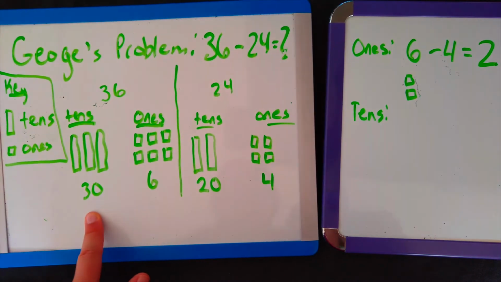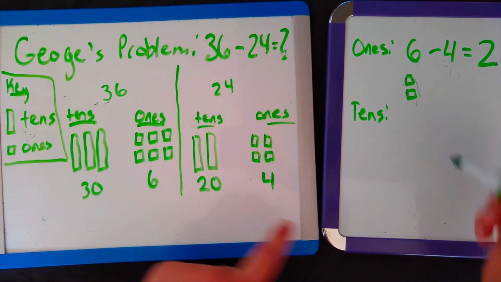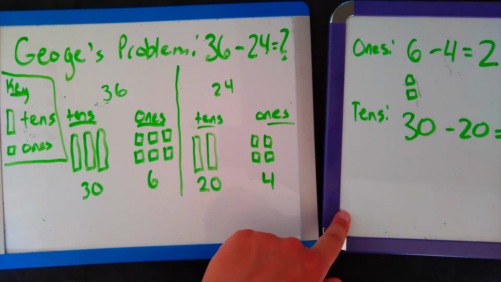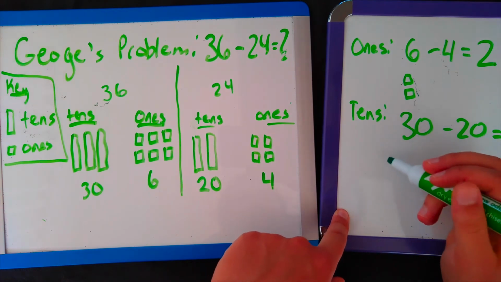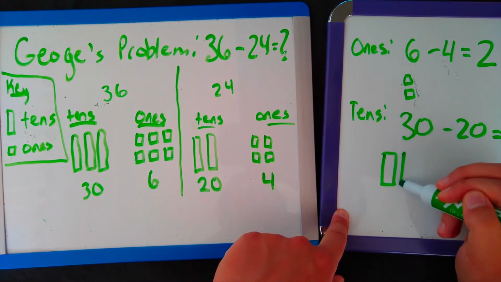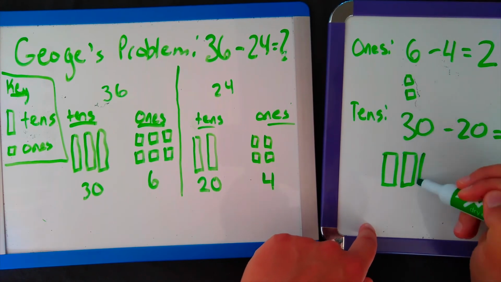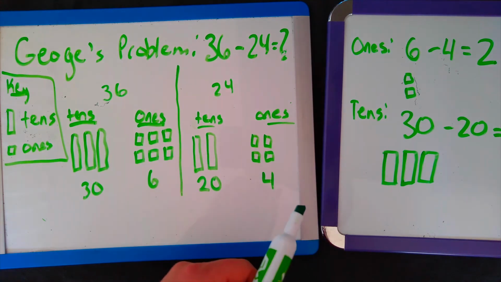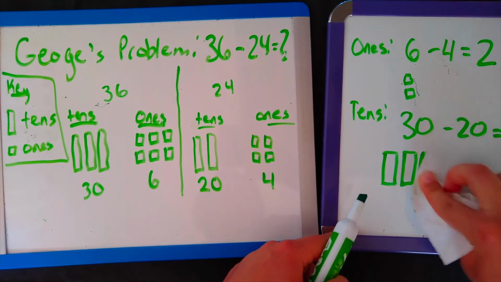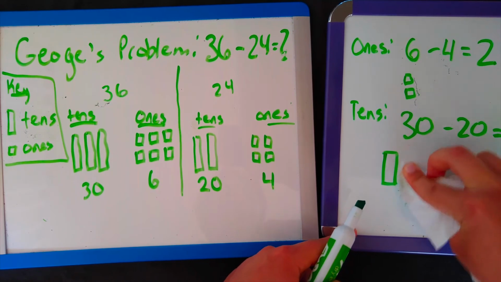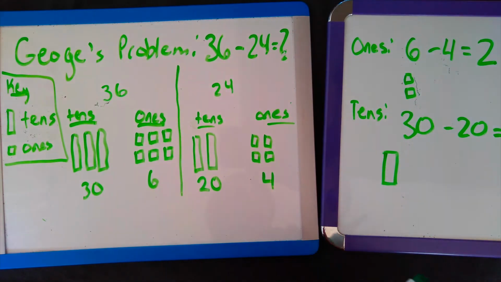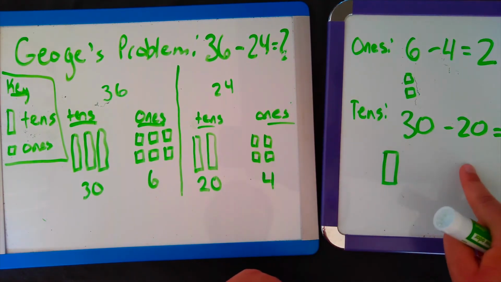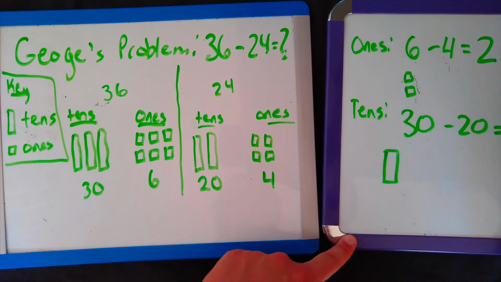Now for our tens place, we have 30 minus 20. 30 minus 20. What does that equal? Well, we have 30 to begin with, so we have 10, 20, 30. And then if we take away 2 groups of 10, or 20, we are left with how many groups of 10? That's right, only 1 group of 10. And so 30 minus 20 equals 10.